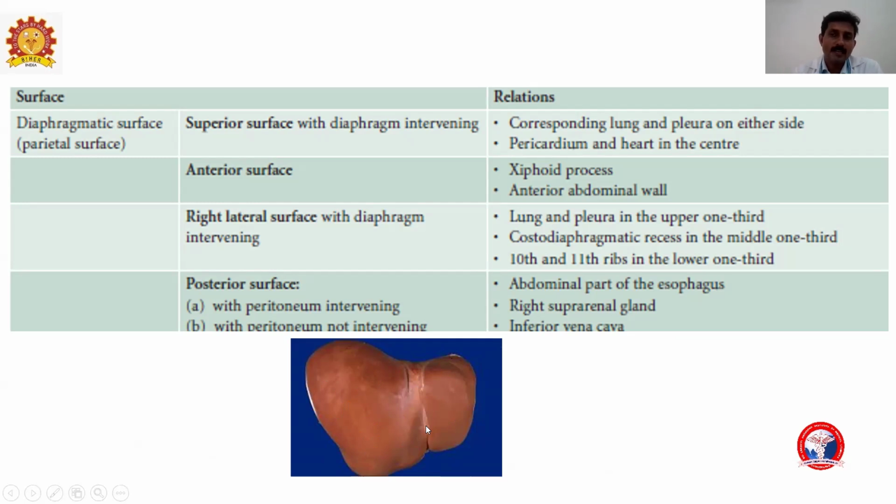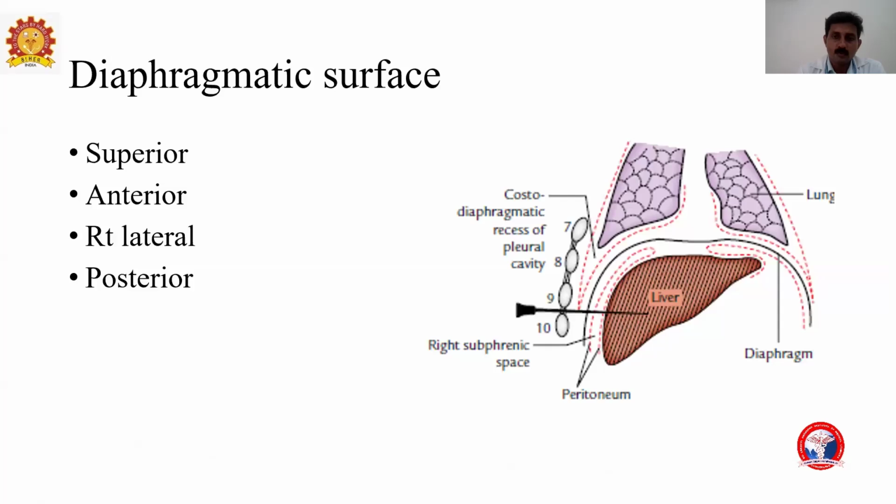Now we are moving to the right lateral surface, with diaphragm intervening. See here in this picture, you can see the right lateral surface of the liver. It is divided into an upper 1/3, middle 1/3, and lower 1/3. Upper 1/3 is related to the lung and pleura. Right lateral means which lung? Right lung and right pleura.